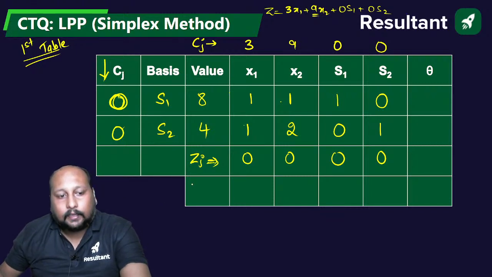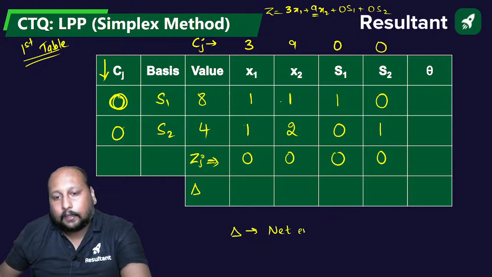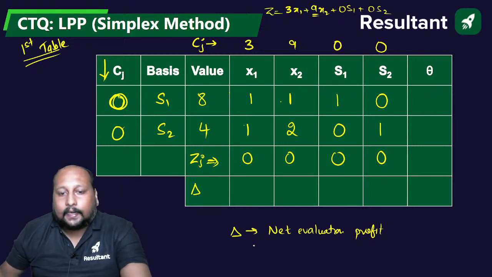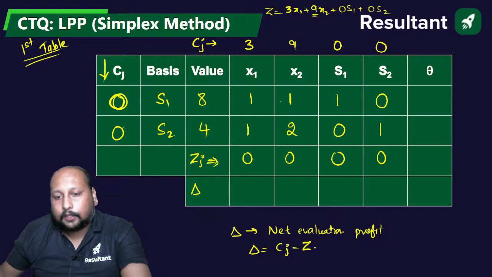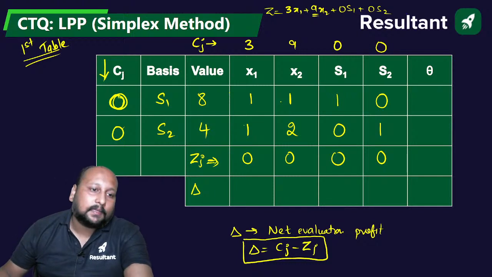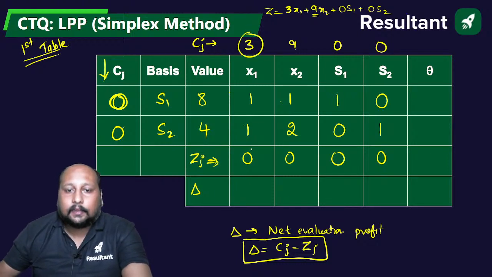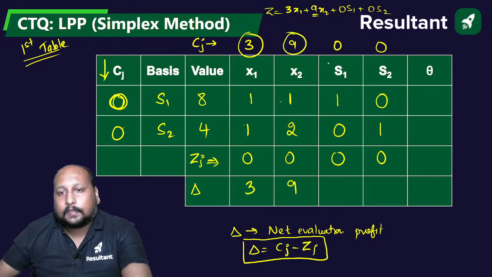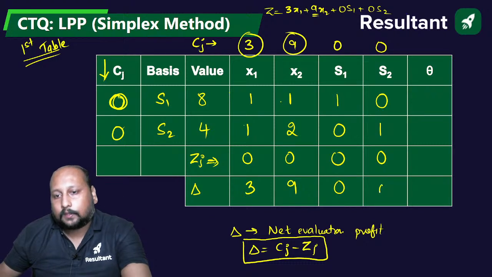Now there is one more variable, that is delta. Delta is nothing but the net evaluation profit. What is delta? Delta is nothing but Cj minus Zj. What is Cj minus Zj? Cj is 3, so 3 minus 0 is 3. 9 minus 0 is 9. 0 minus 0 is 0. 0 minus 0 is 0.